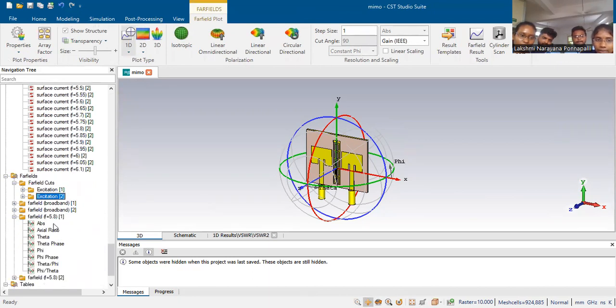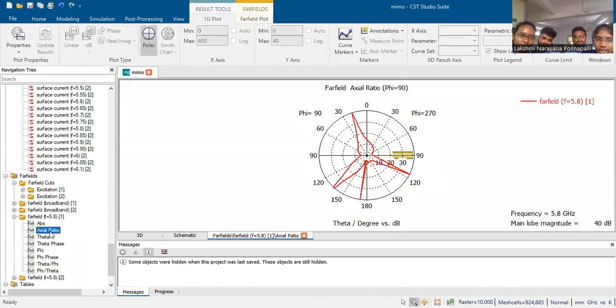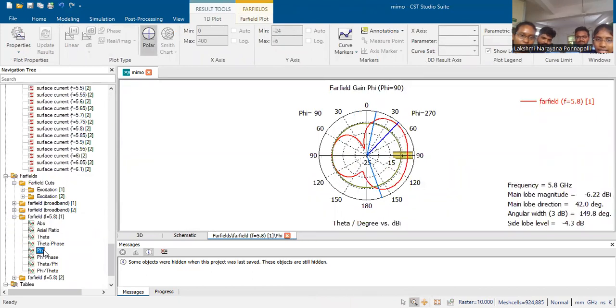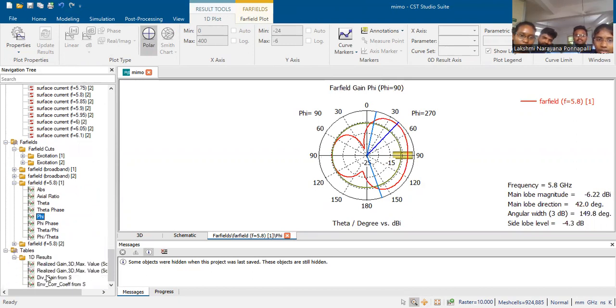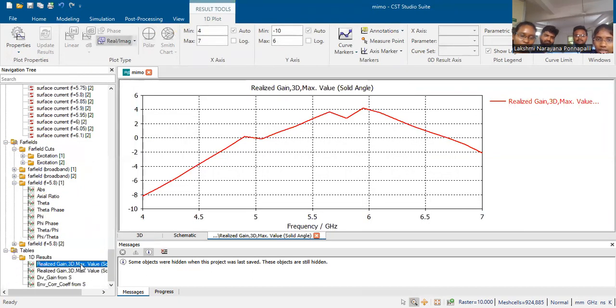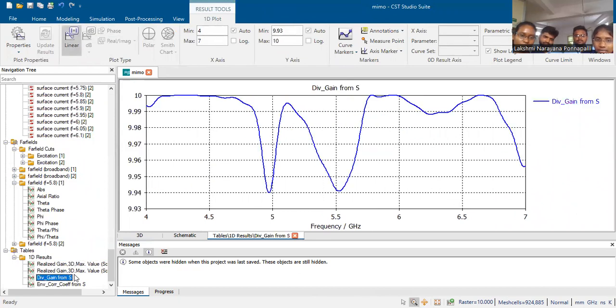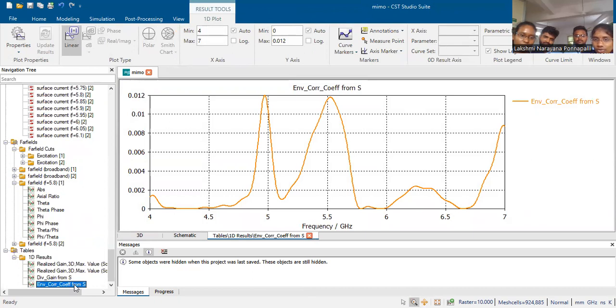These are different far fields at absolute, theta phase, and phi phase. These are the different radiation patterns. Finally, we have got a realized gain of 4 dB at 500 GHz. This is the diversity gain. This is the correlation coefficient. These are some of the parameters we obtained by using the CST software in our project.